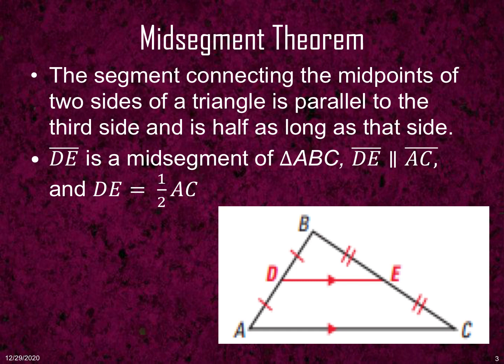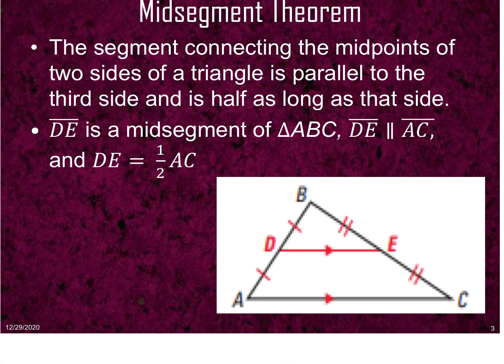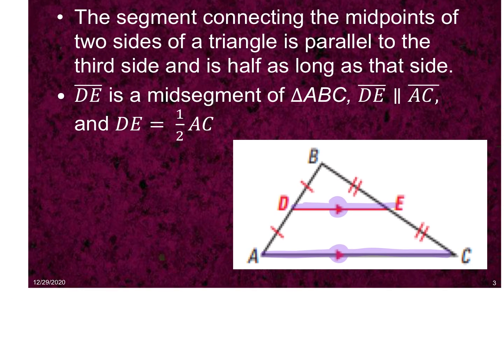So for example, in this picture, they're telling us that DE here is a mid-segment. And notice it's got the little arrow on the mid-segment showing that it's parallel to this side of the triangle. And once we find the mid-segment and the side that it's parallel to, that mid-segment is going to be half as long as the side of the triangle. So just to show you, I could put some numbers in here.